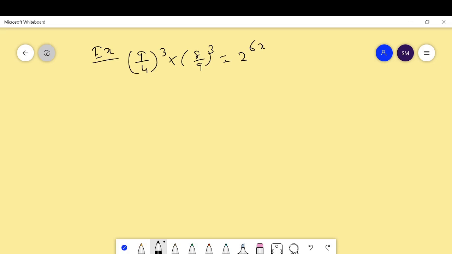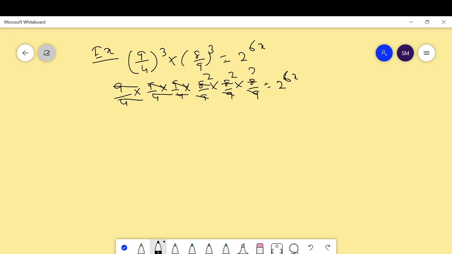To make the same base, 9 upon 4 to the power 3 means open it: 9 upon 4 into 9 upon 4 into 9 upon 4. 8 upon 9 can be written as 8 upon 9 into 8 upon 9 into 8 upon 9, which is equal to 2 to the power 6x. Then here the 9s cancel, and 4 and 8 give 2, 4 and 8 give 2, 4 and 8 give 2.